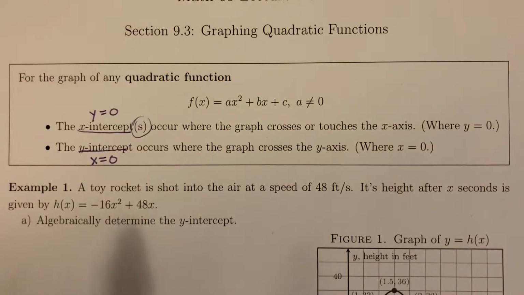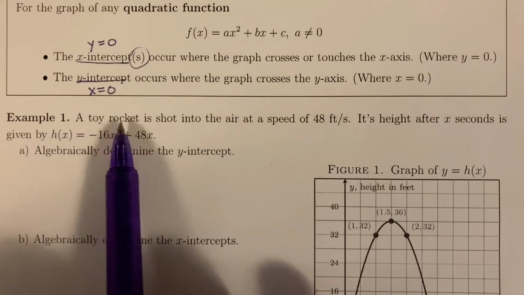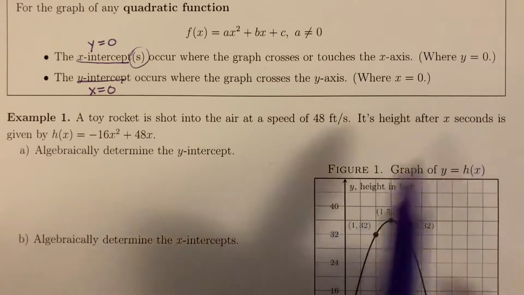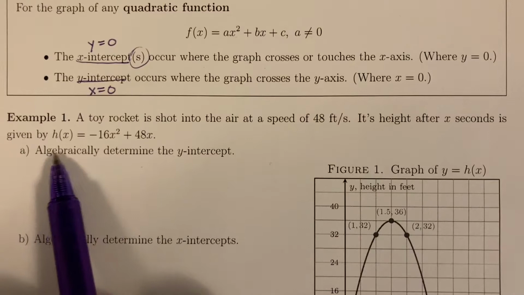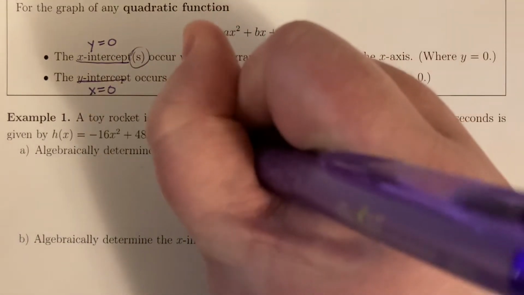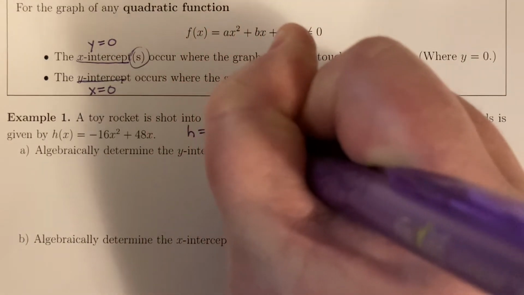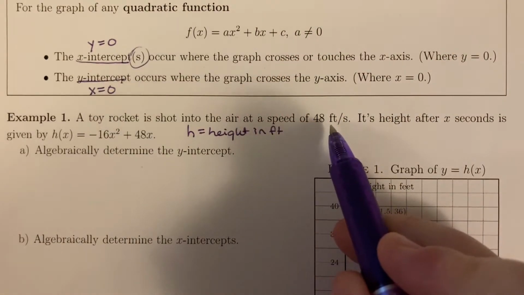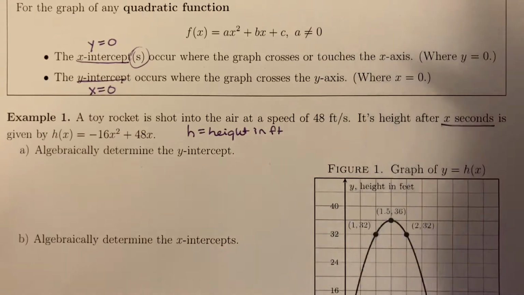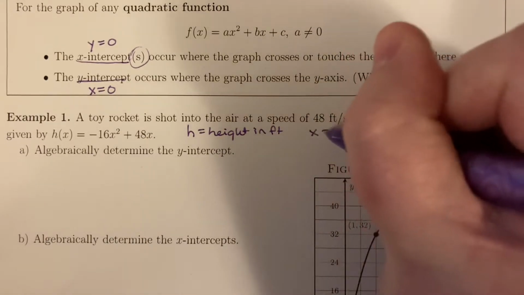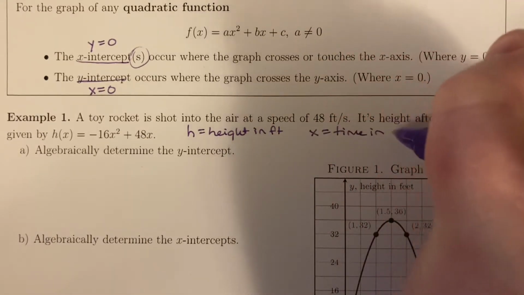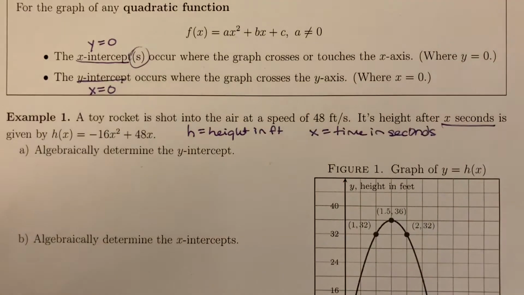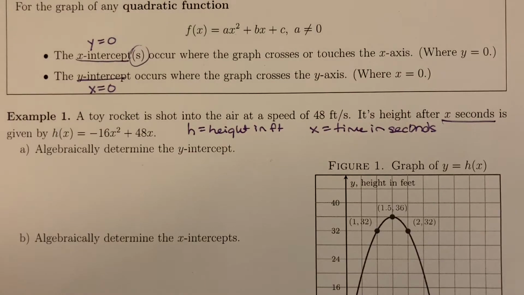So let's try an example, see what this looks like. It says a toy rocket is shot in the air at a speed of 48 feet per second. Its height after x seconds is given by this function. So here, h is height in feet, and I know the units because of this feet per second. And they tell us that x is in seconds and it's time. With any word problem, it's always important to figure out what these variables are telling us.